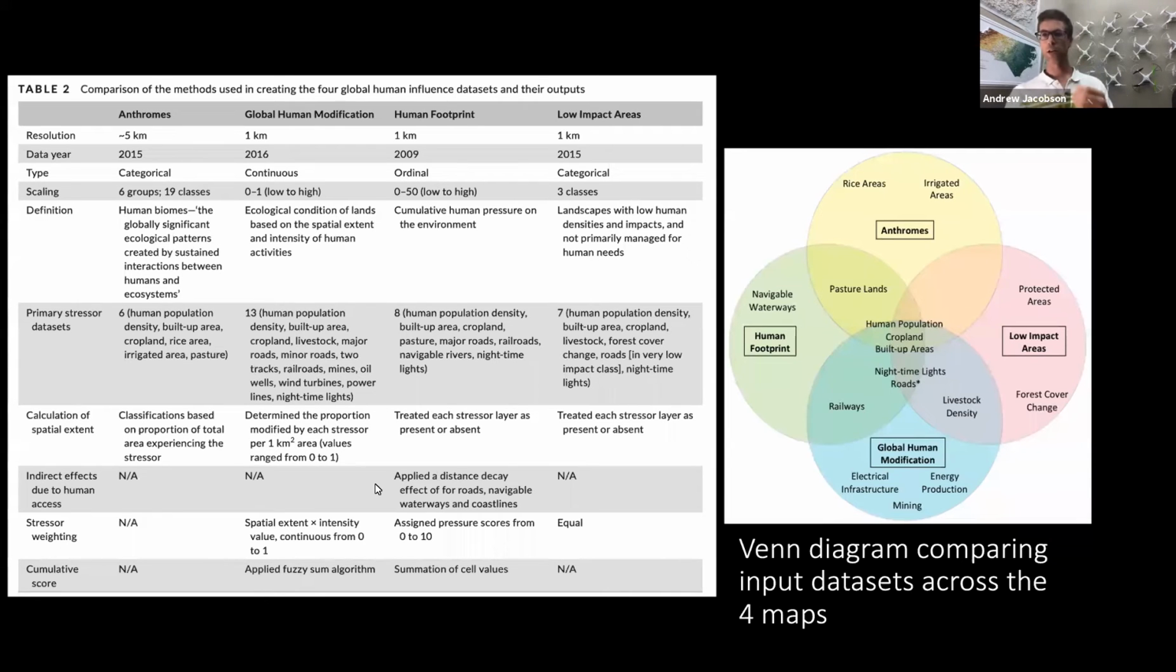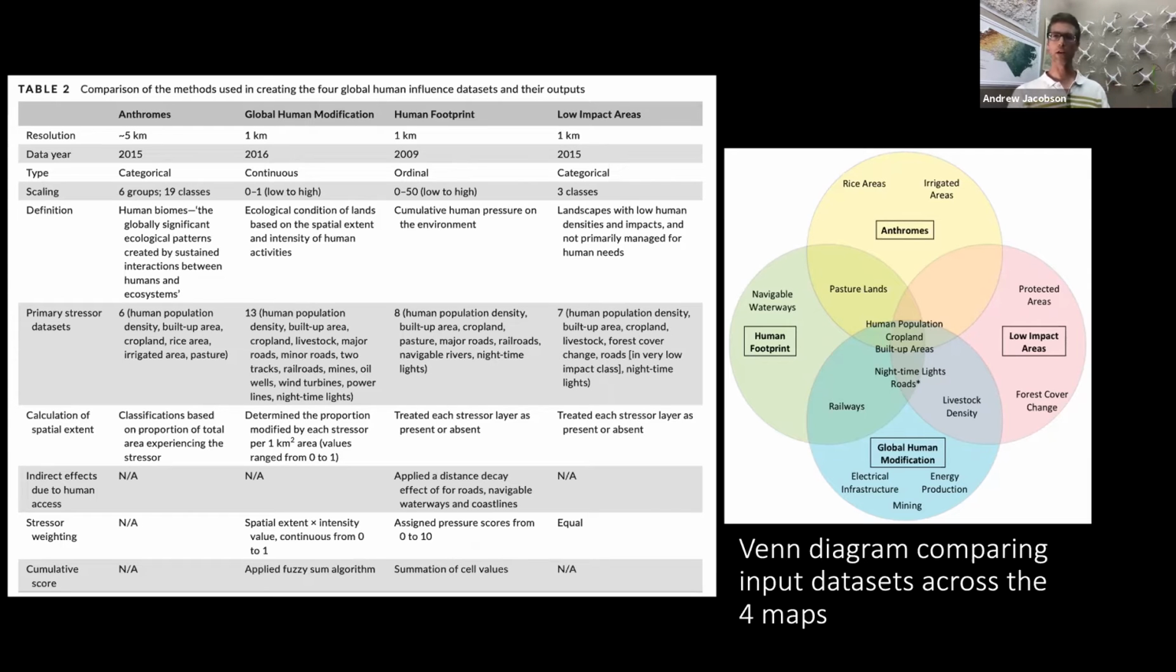All right, so the first thing that we did was compare methodology between these four data sets. Each one had slightly different goals, but they all were attempts at mapping human influence across the planet. There were different levels of resolution. They had data sets that came from different years. You can see the Venn diagram there comparing some of the input data sets that each of these products used in creating the overall map of human impact. Not only were there different input data sets, but they are aggregated or combined in different ways as well.